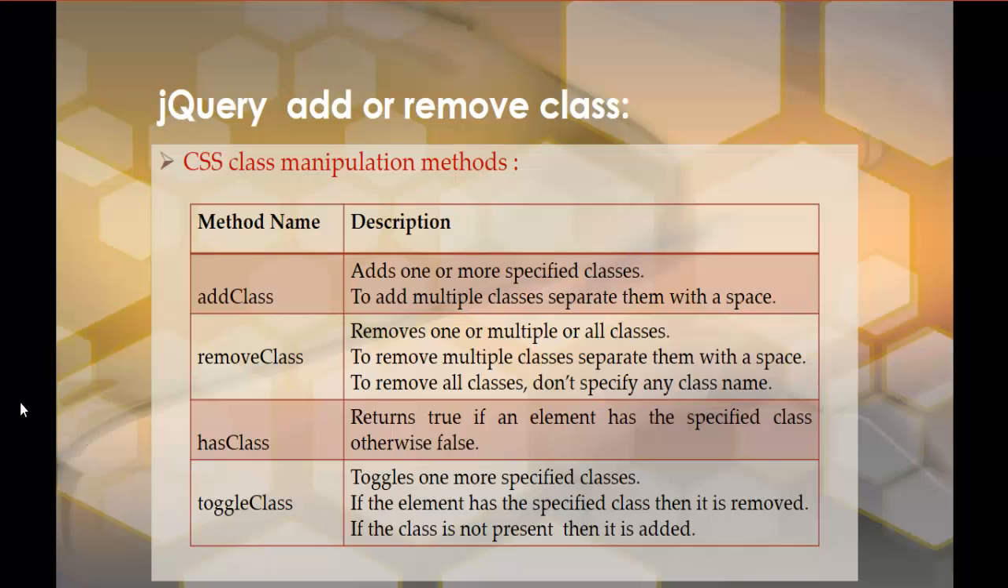Okay, so we learned four methods: addClass, removeClass, hasClass, and toggleClass, the CSS class manipulation methods. And we learned how to add multiple classes and how to remove multiple classes with the help of addClass and removeClass methods. And also we learned how to check whether a particular class is added to a particular element with the hasClass method. And also we learned how to work with toggleClass. Okay, and that's for the day.